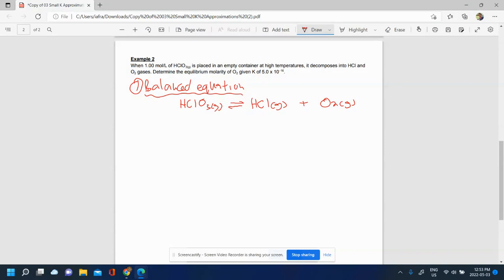So we'll put a 2 here, a 2 over here, and a 3 here. So that's 6 O's, 6 O's, 2 H's, 2 H's, 2 Cl's. So now it's nice and balanced. All right, so there's our balanced equation. And then right from here, we can go into our ice table.